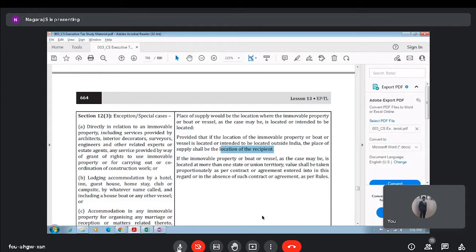Okay. If you want to build hotels in each of the states, Leela Palace, Ola Palace, like that, if you want to build the hotels in all the states, how will the value be arrived at? The value in each state will be the value of supply. Understood? Where located in more than one state or union territory, the value shall be proportionate as per the contract.